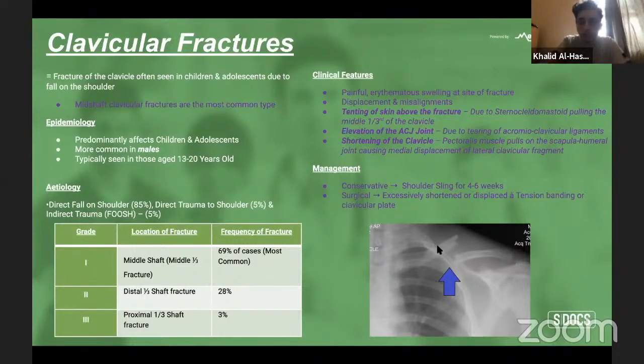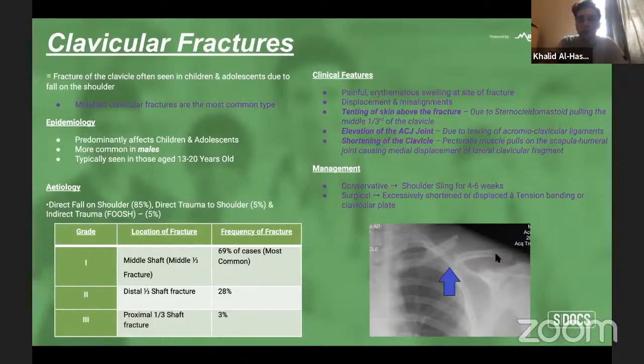Generally here, what you see is a mid-shaft fracture, which is a grade 1. It's likely that there will be tenting of the skin as the proximal portion is angulated upwards, pressing along the skin just above the clavicle, and therefore it forms a tent. There's also elevation of the acromioclavicular joint, as shown here, due to tearing of the acromioclavicular ligaments surrounding the clavicle.